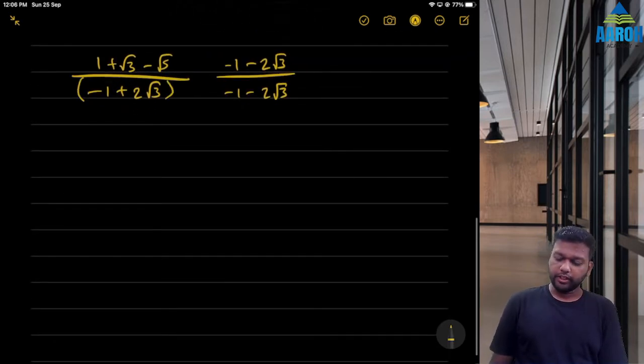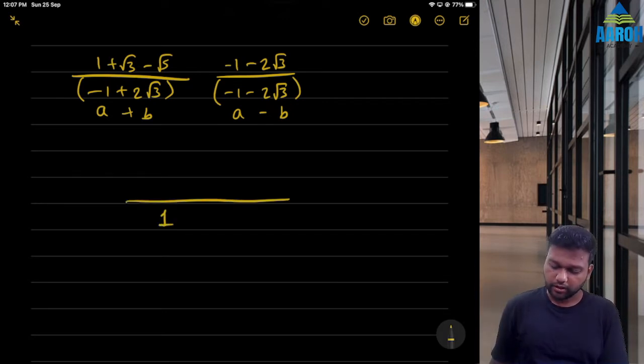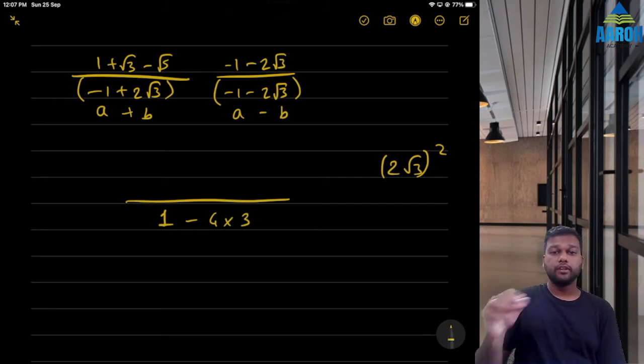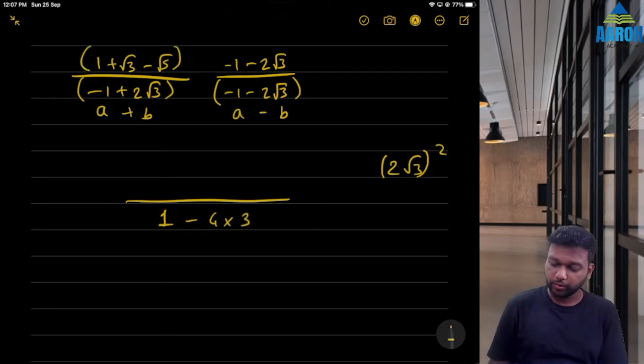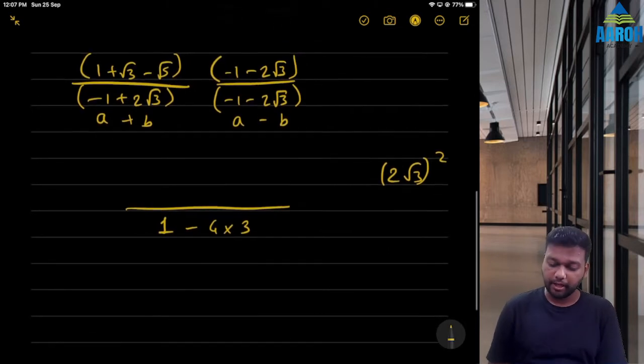Now focus on the denominator. It will again be a plus b into a minus b, that is going to be a square minus b square. A square is what? Minus 1 square, minus 1 square is plus 1, minus b square is what? 2 root 3 square, so 2 square is 4 into root 3 square is 3. Fine. Now let's focus on the numerator, that we have to multiply carefully now. We have to multiply the two brackets, so let's multiply properly.